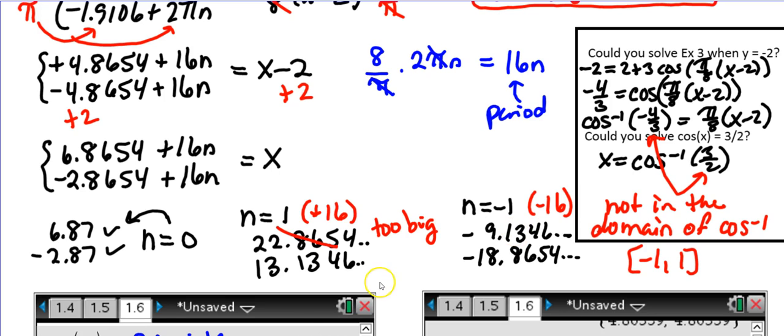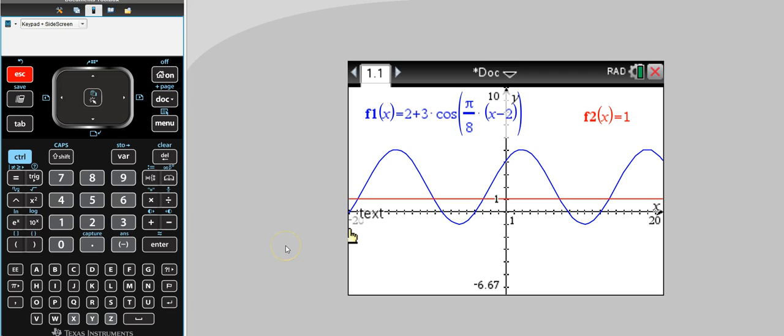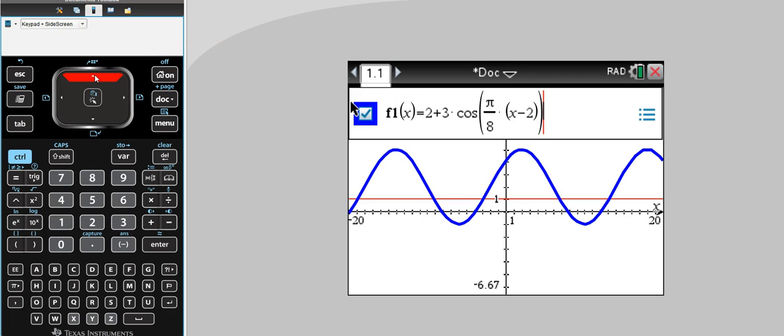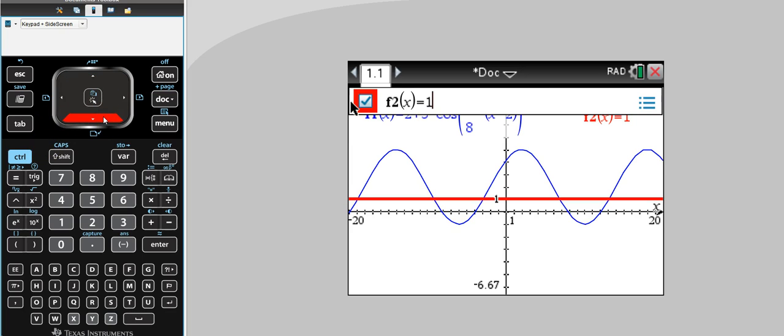On my calculator, I've typed in 2 equations. If I push tab and go up here, you can see I typed in the original equation. I also typed in a second equation, y equals 1, because I am specifically looking for x values that have a y coordinate of 1. So any point where this red line intersects the blue sinusoidal graph will be a solution.